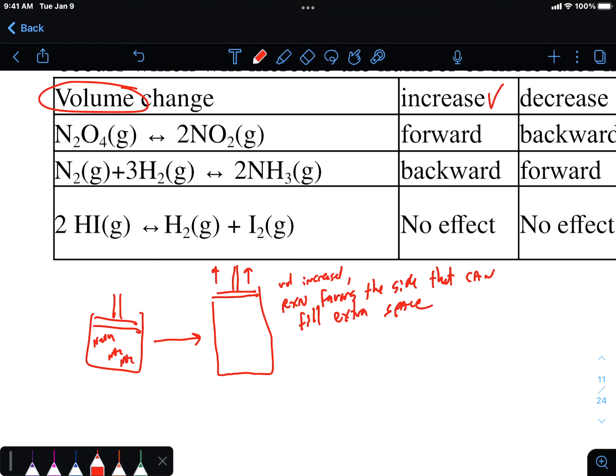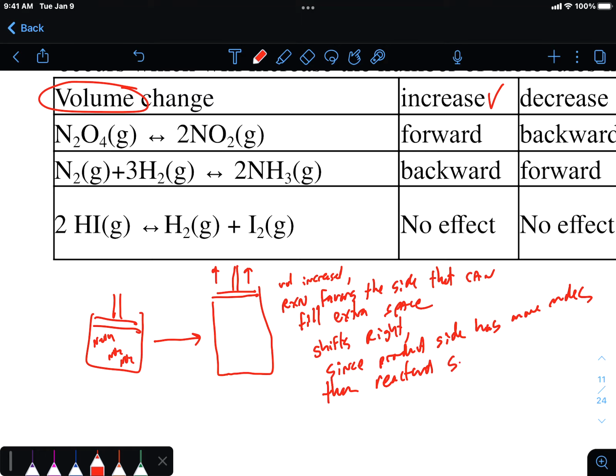All right, so this reaction shifts right since the product side has more moles than the reactant side. Yeah, Rowan. So, hypothetically, I don't know if this will happen, but suppose the NO2 was aqueous, would it shift to the left? The NO2 was aqueous and you increase the volume? Yes. Okay. Yes. So it's the more moles of what? Gas? Gas. More moles of gas.